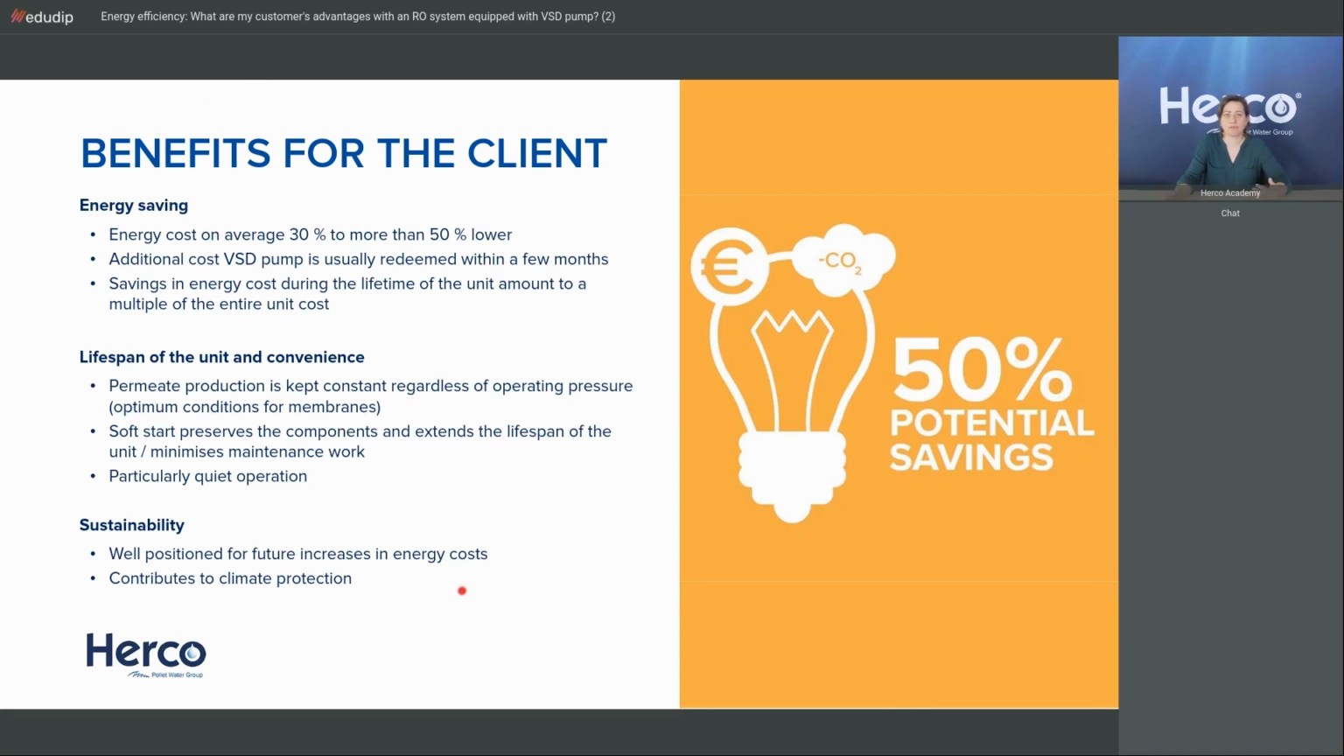We have formulated what I've told you just now, the energy saving, lifespan of the unit, the convenience and the sustainability, so that you can also use that for your sales talk. We offer you also a small brochure, like a one-pager, let's say, to show the advantages of the unit. And we offer you the Excel tool that you can adjust. So we'll send you the handout plus the Excel tool plus this brochure, and you can use that to really show the advantages of the variable speed drive.